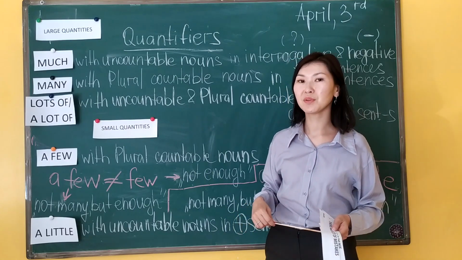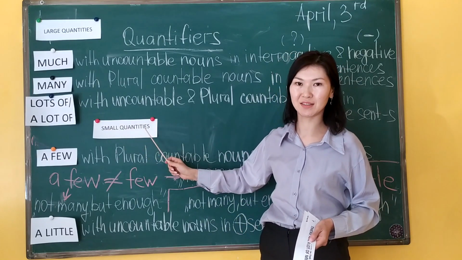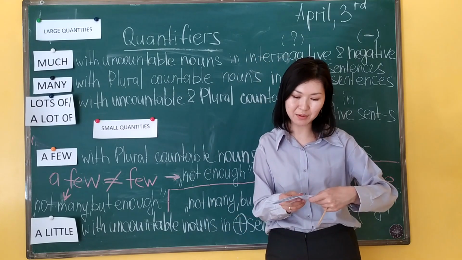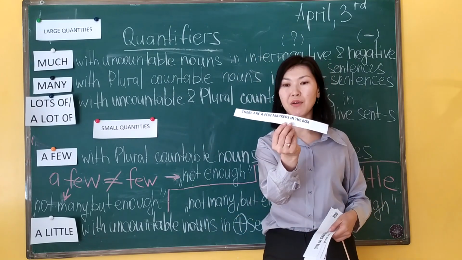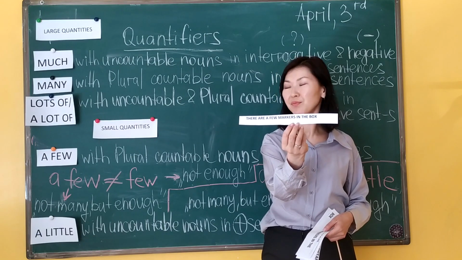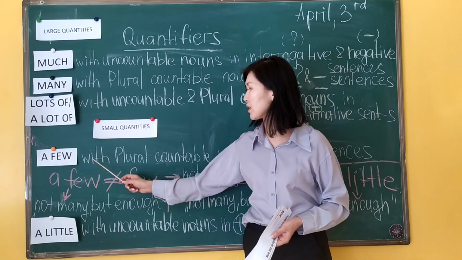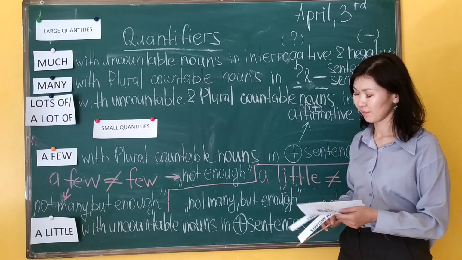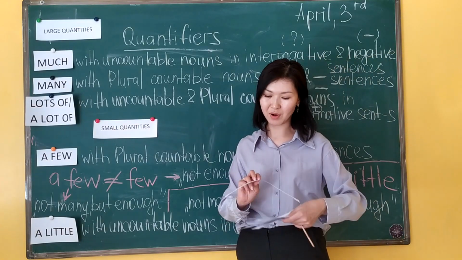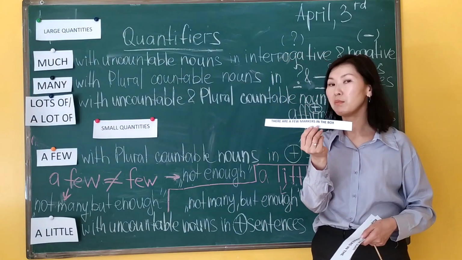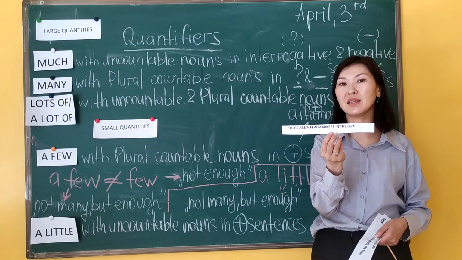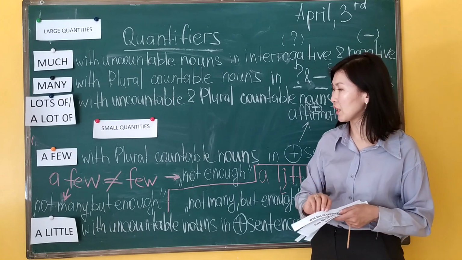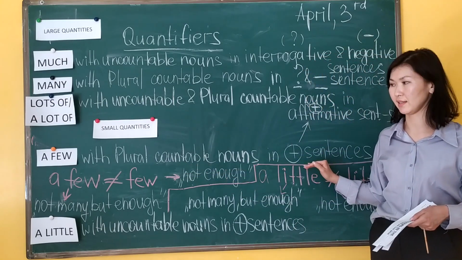So, and the second group expresses small quantities. There are a few and a little. So, for example, there are a few markers in the box. A few is used with plural countable nouns in affirmative sentences. Markers we can count. It's a countable noun, right? So that's why we use a few with plural countable nouns in affirmative sentences.